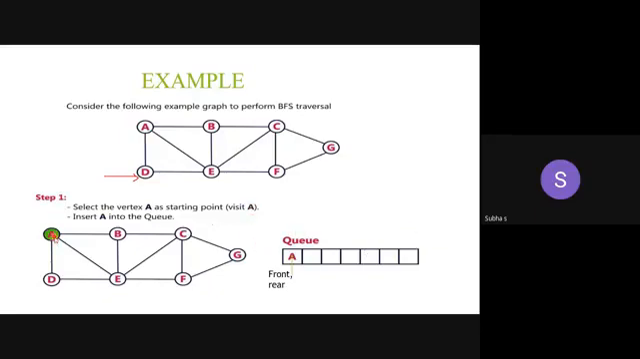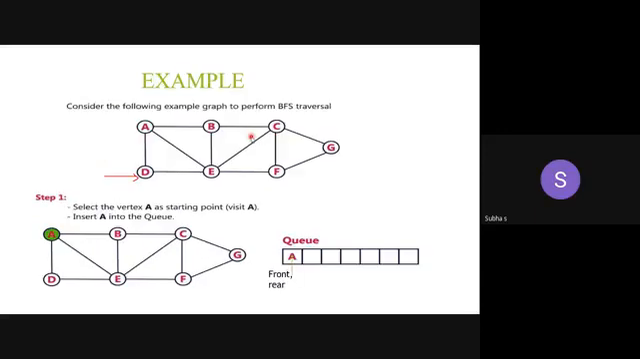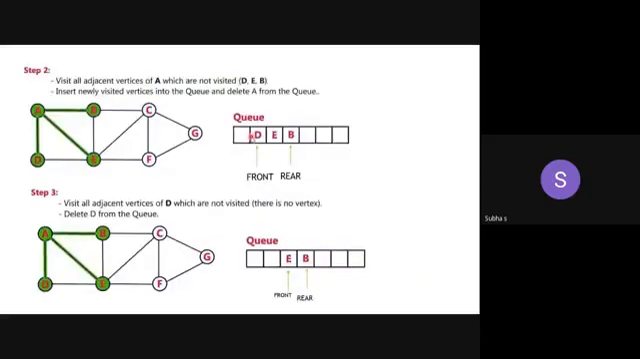What's the first node I have visited here? A. What do I have to do? NQ it. You have to put A in the queue. It is visited. Okay. Now, next what do you have to do? DQ. You got it? You have to DQ the element. Then visit all the vertices that are adjacent to A.